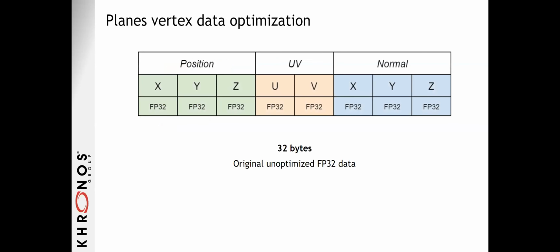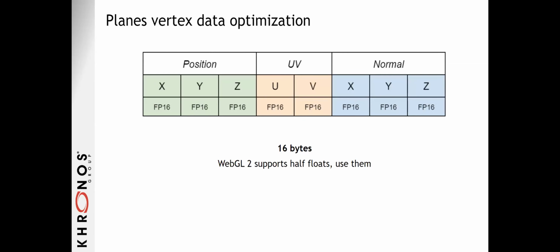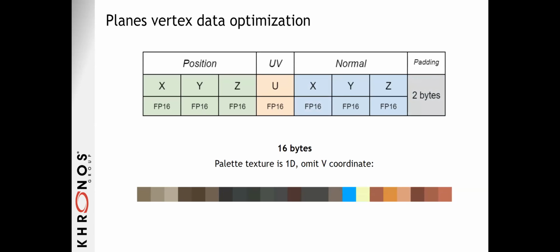So let's start with the original unoptimized, very naive way of storing vertex data for these airplanes. It uses 32 bytes, because each floating point value is 4 bytes. However, in WebGL 2 we have half floats, so this already takes half the size of the original data. There's no reason not to use them. Because of one-dimensional textures, we can simply omit the second part of the UV coordinate and use only U. This should add some padding to fit in a 4 byte boundary.